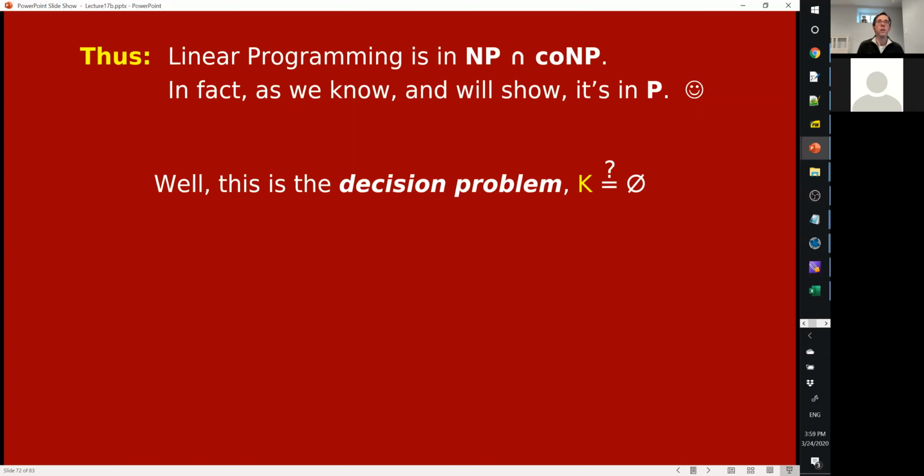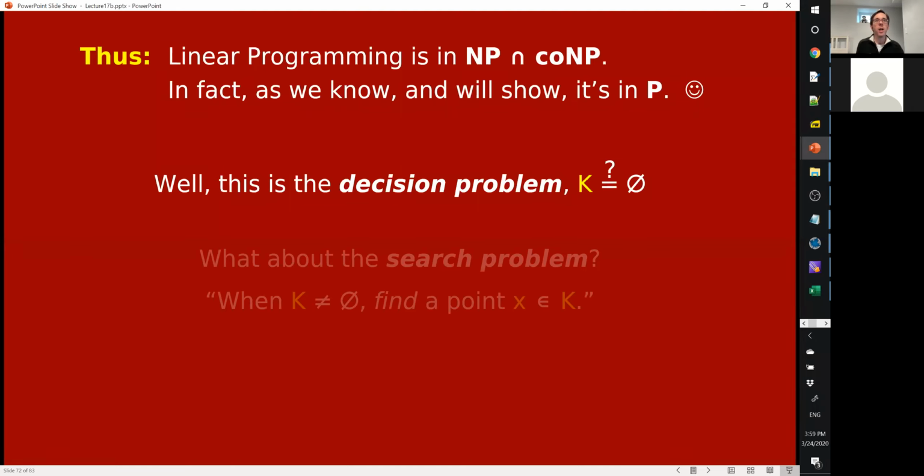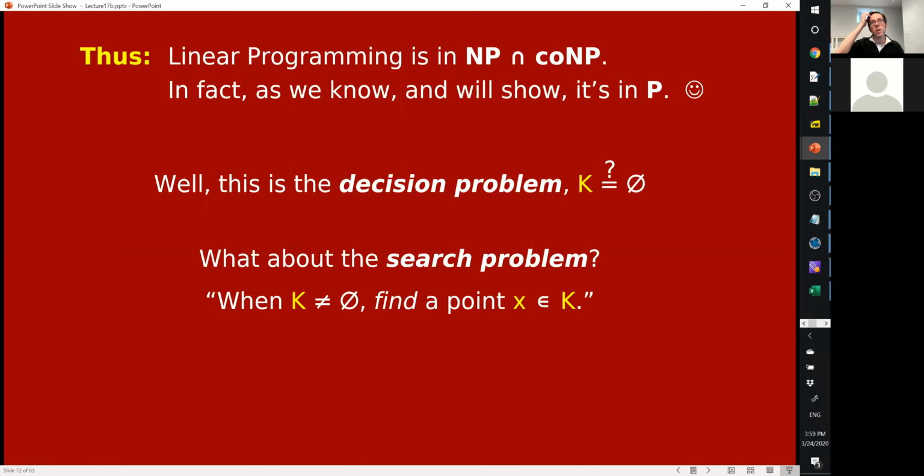What we're going to show in a couple of lectures is that there is an algorithm, the ellipsoid algorithm, Khachiyan adapted for linear programming, that can solve this decision problem. Given K, is it feasible or not? But now, in the remainder of the lecture, I'd like to talk about the search problem. When K is feasible, can we find a point x in the polytope?